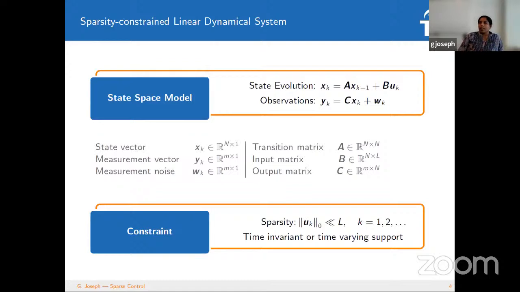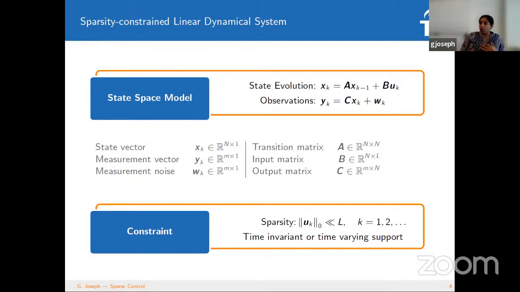Okay, so this is the mathematical model that we'll be working with. We consider a linear dynamical system, which means we can use a state space model, which consists of two equations, state evolution and observation model. State evolution says that at any time k, the system state x_k is determined by two components. The first one is the influence from the state of the previous time given by A times x_{k-1}, and A is called the transition matrix. Plus we have another term which comes because of the input. So B is our input matrix and u_k is the input vector.